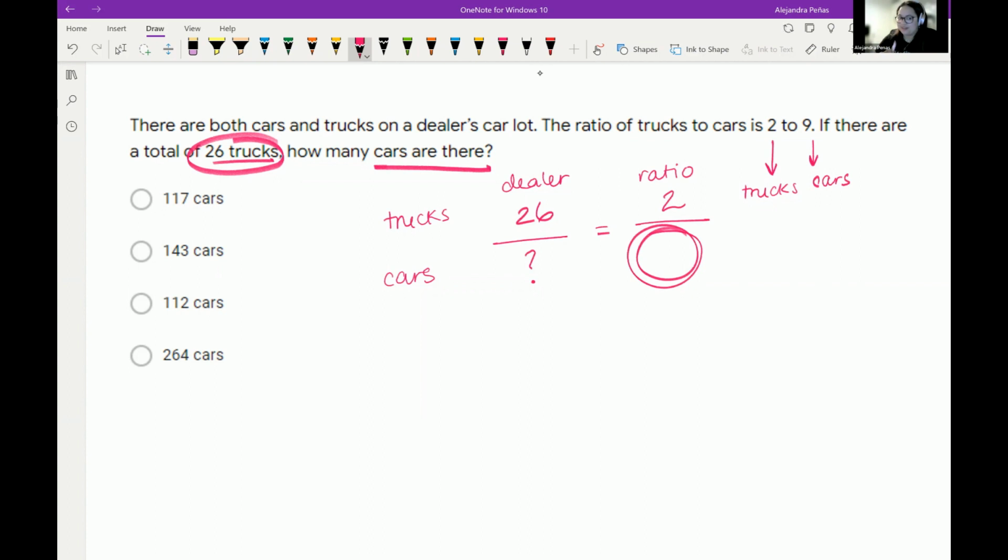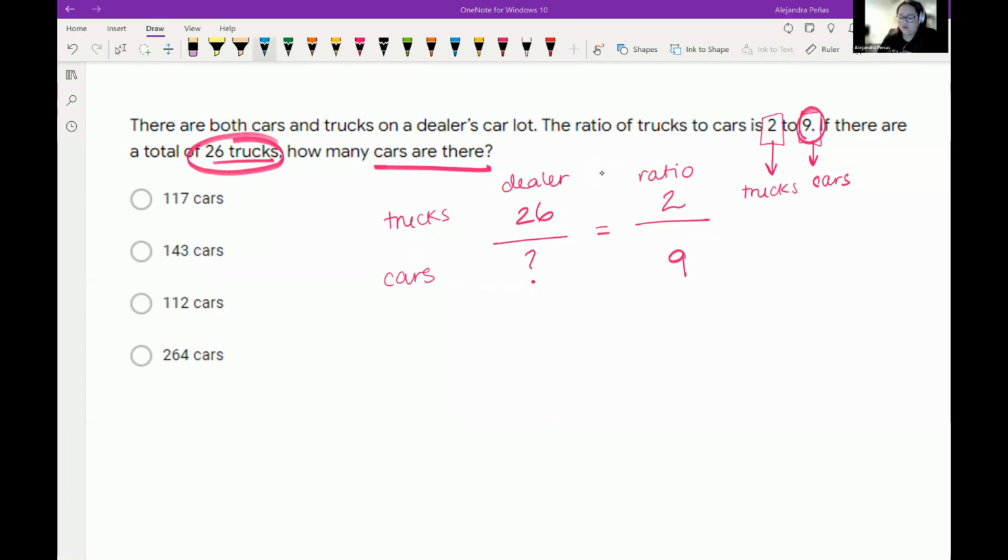Not 11. But why is it not 11? Because there's 2 trucks for every 9 cars. So if the category here is cars in the ratio, then you're not gonna put 11, because you're not looking for the total. You're just looking for the cars in the ratio, which is 9. If it had said total, then yes, it would have been 11.